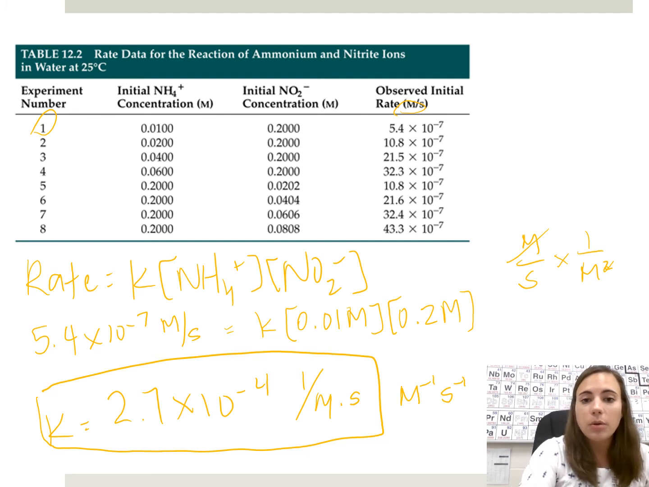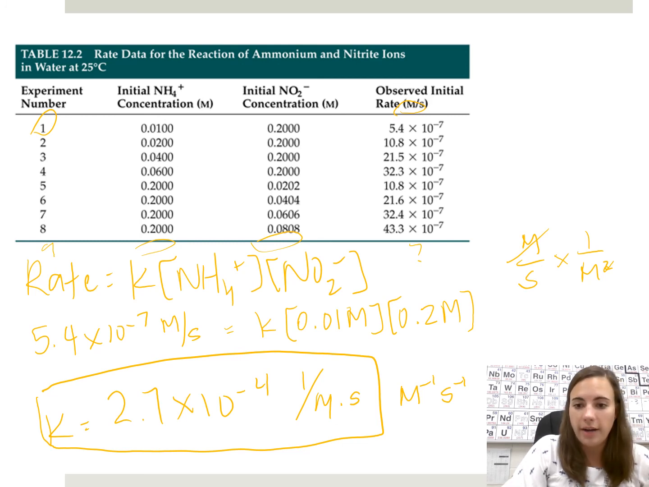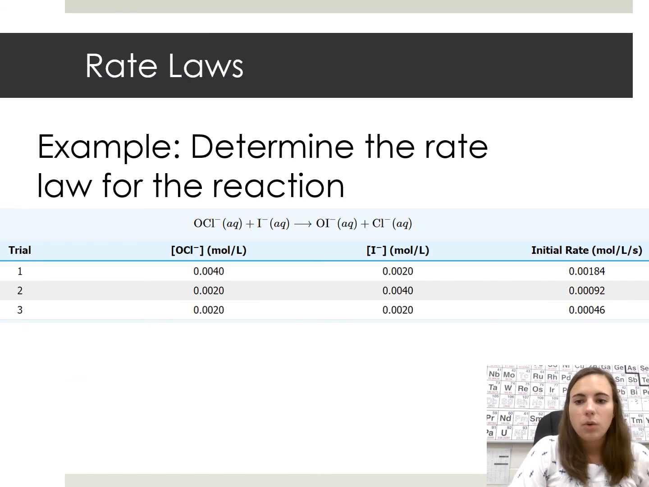So there's my value for my rate constant. Now if I were maybe given, let's say, a 9th trial, and you were given these concentrations and asked to find the rate, now that you know K, you could plug in your concentrations and K and determine your rate. One more example. So we're asked to just determine the rate law for this equation.